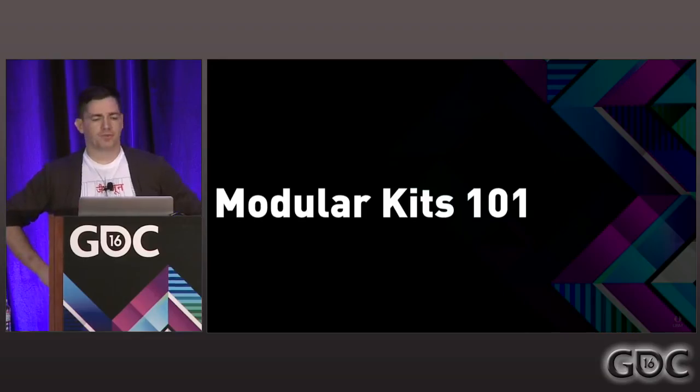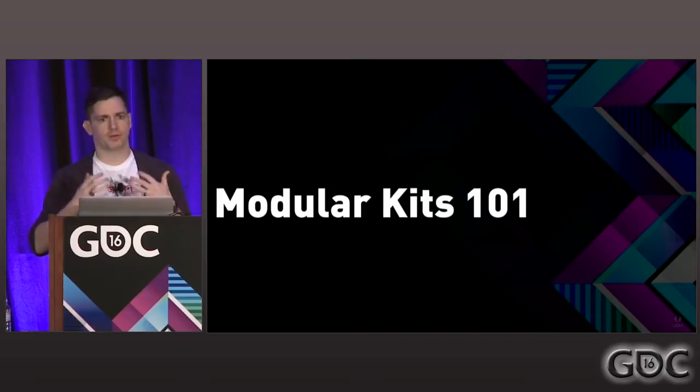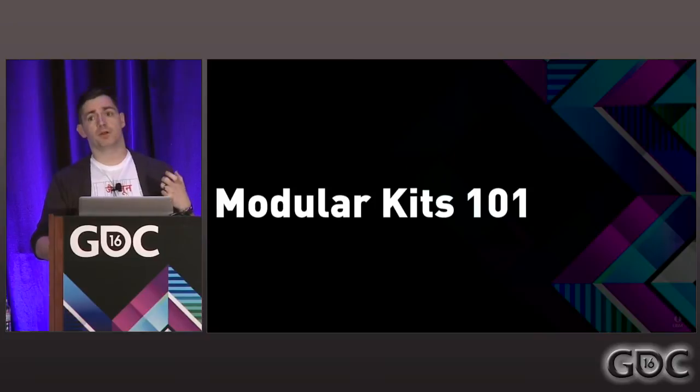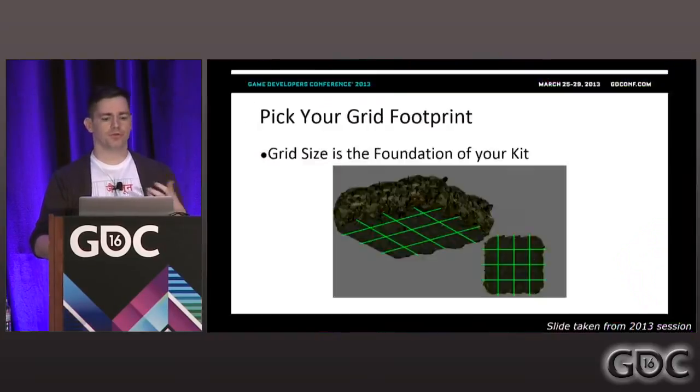So yeah, as promised, this is sort of the 101 section of the talk. We're going to go over some fundamentals, and again, I'm going to go kind of quickly through them. So when we start thinking about creating a kit, the first thing we want to decide and understand about the kit is its footprint. Footprint is, in essence, the grid, the size of the pieces and the shape on which they're going to snap and tile with each other.